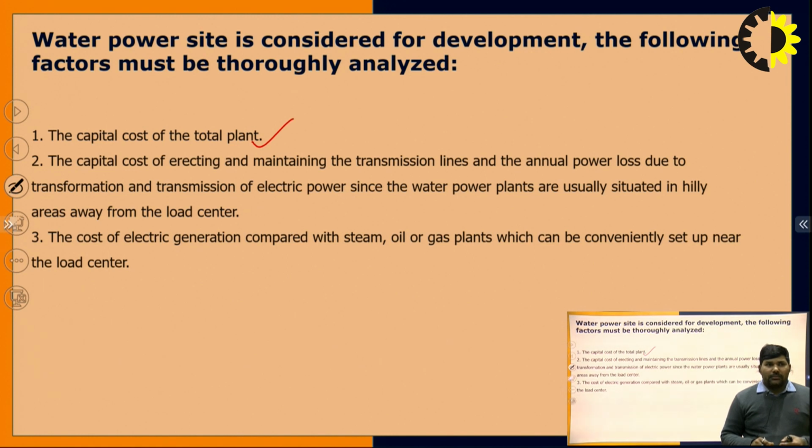Second, the capital cost of erecting and maintaining the transmission line and the annual power loss due to transformation and transmission of electric power, since water power plants are usually situated in hilly areas away from the load center. Third, the cost of electric generation compared with steam, oil and gas power plants, which can be conveniently set up near the load center. So these are the factors water power should consider for development.